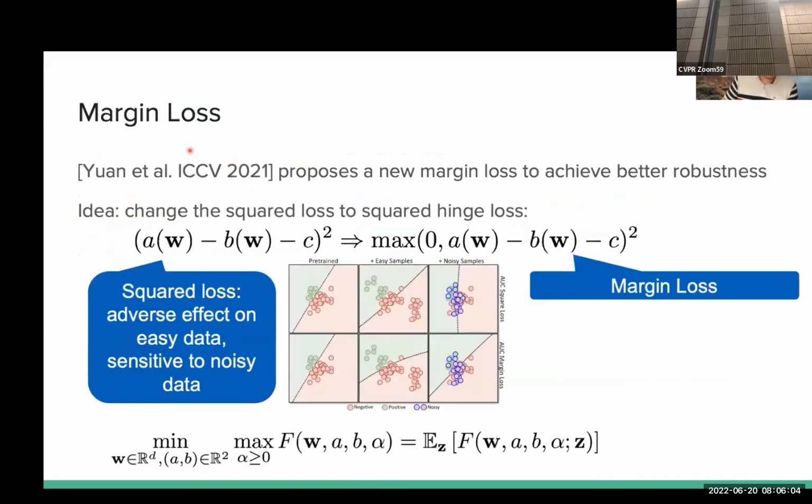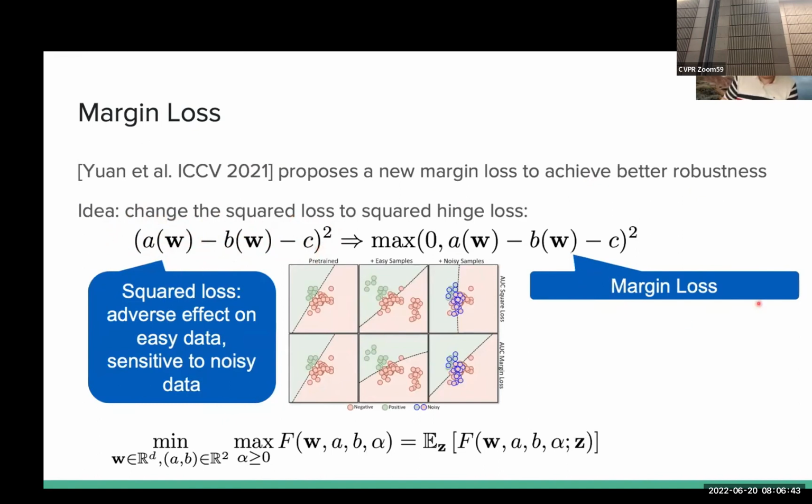Yuan et al., at ICCV 2021, proposed a different margin loss, which is better than the square loss to achieve better robustness. The idea is the following. Originally, we used the square loss as the surrogate loss for AUC, as follows. Here, a(w) is the score of negative data, b(w) is the score of positive data, and c is the margin. The issue of the square loss is the following. If b(w) is large and a(w) is small, then we are good enough. So a(w) minus b(w) minus c may be a negative number, but we can still suffer some loss from the squared loss because the square can be positive.